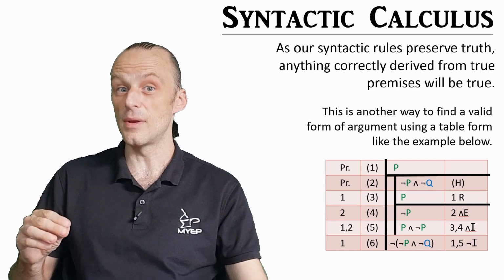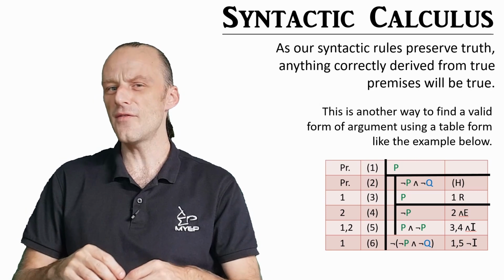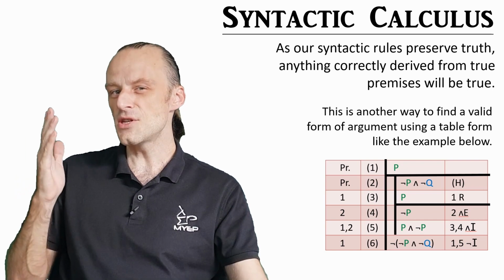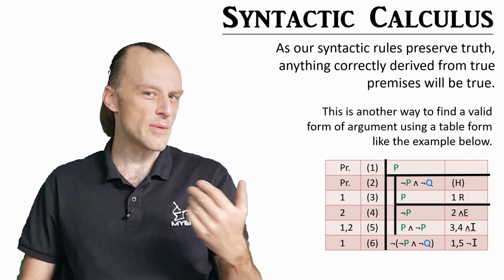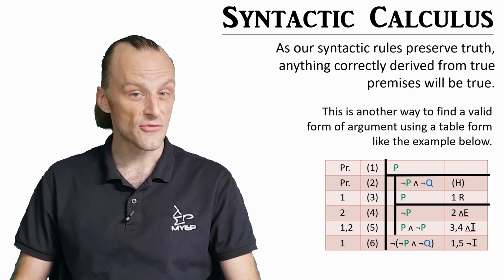In this example from last time, we proved that from a single premise P, we can derive that not P and not Q is false. But to do that, we need to assume the hypothesis that it is true and then show that this hypothesis contradicted our premise. But on to a couple of examples from real language.